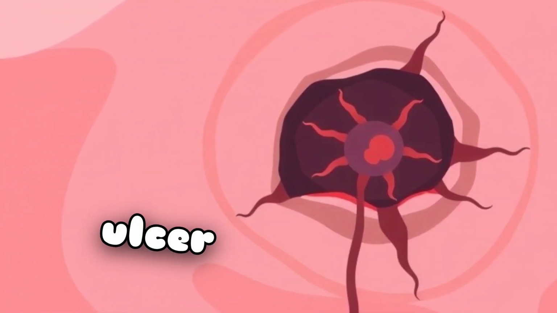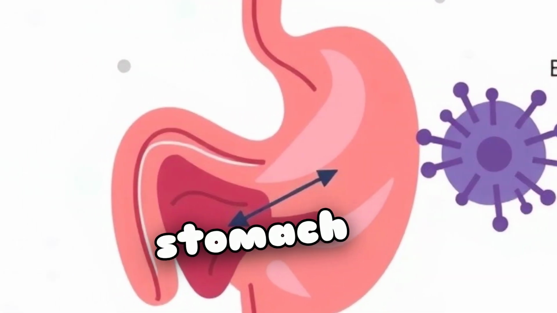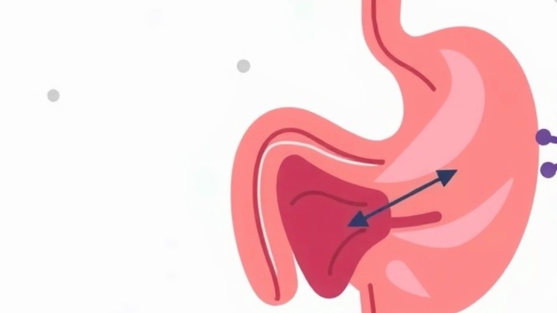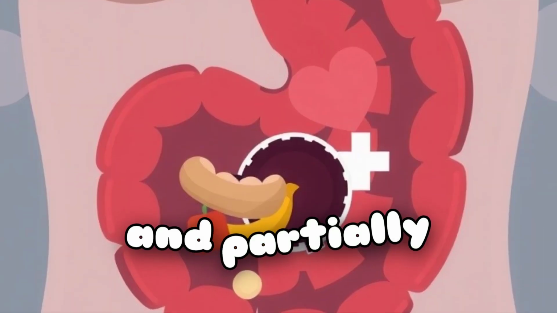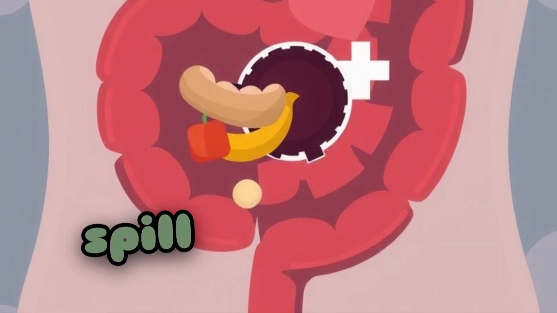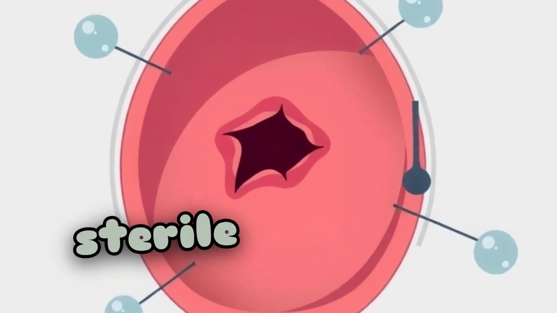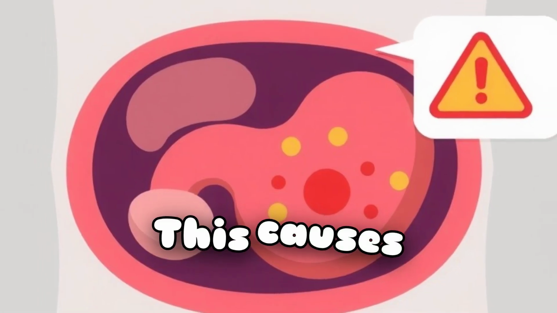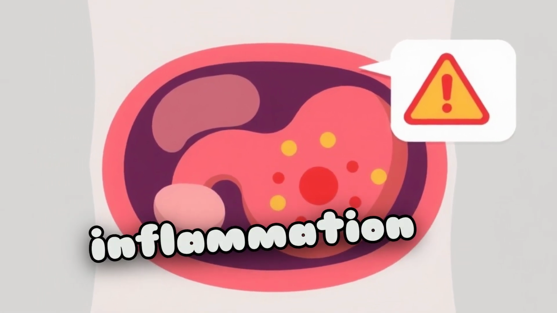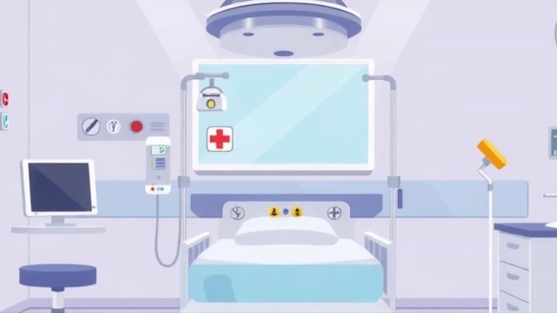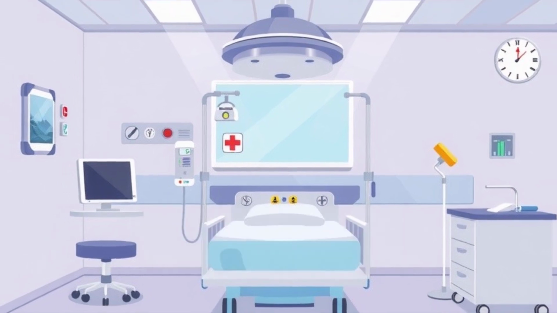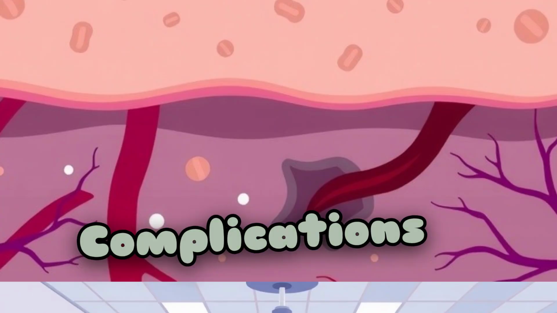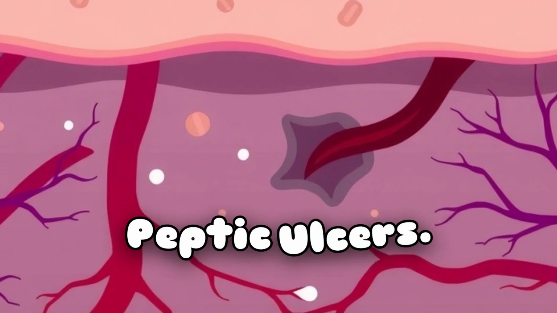Perforation. Sometimes an ulcer eats a hole in the wall of the stomach or duodenum. Bacteria and partially digested food can spill through the opening into the sterile abdominal cavity, peritoneum. This causes peritonitis, an inflammation of the abdominal cavity and wall. Immediate hospitalization.